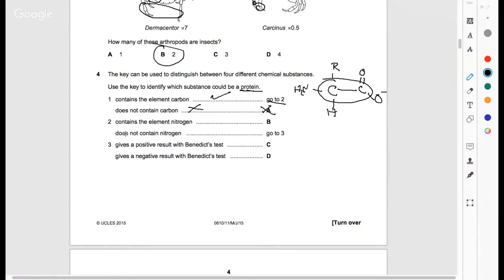Contains the element nitrogen, does not contain nitrogen. As we said, proteins are made of amino acids. Amino acids have this amino group, which has nitrogen, so it does contain nitrogen. So the correct answer is B. No, we don't want to go to three, so we can rule out all these.